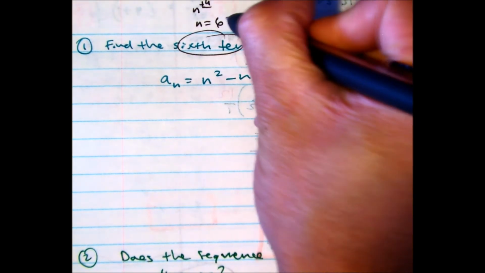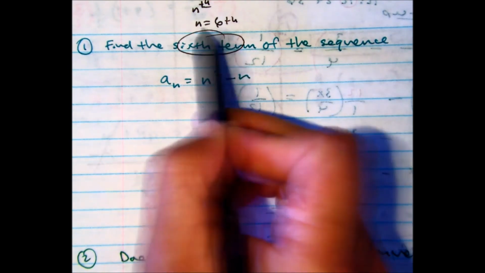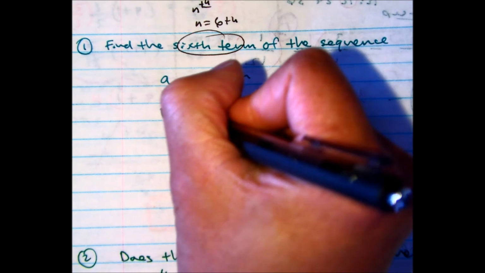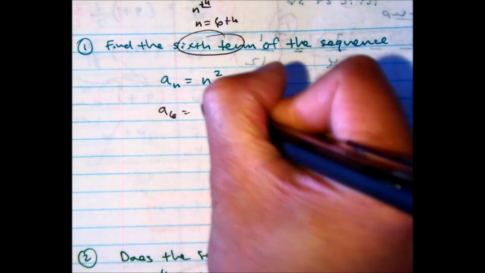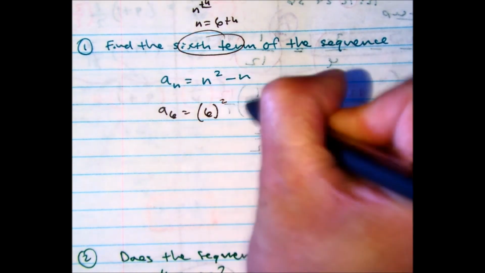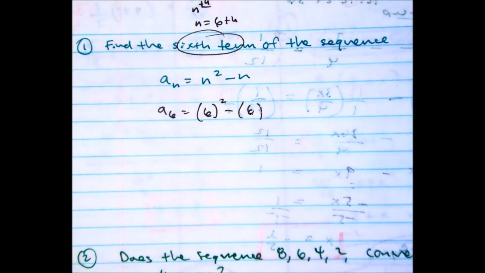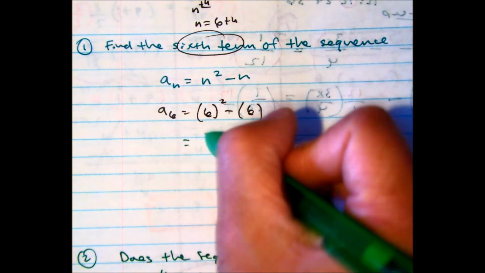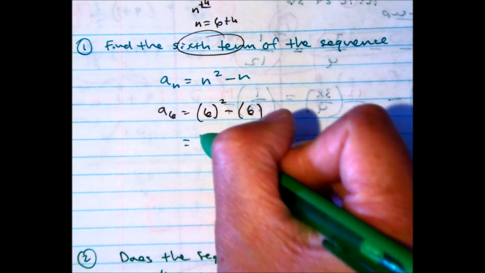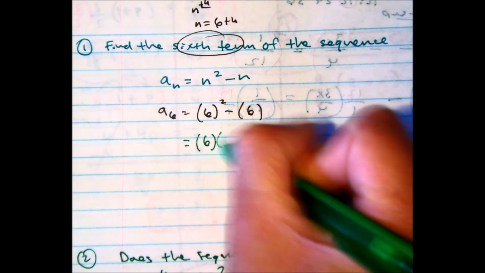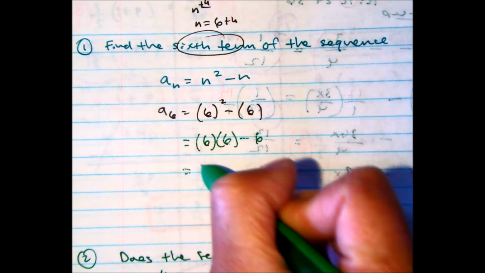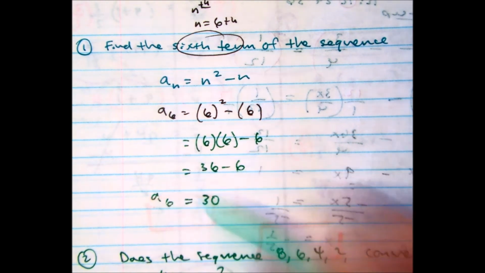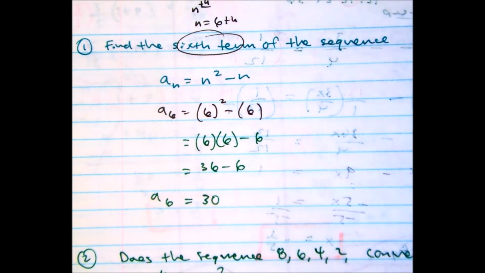We kind of say the nth term is the 6th term. That means n is equal to 6. So now I can just substitute it in. Every n value I'm putting in 6. And then I can just simplify. 6 squared is 6 times 6. Common mistake is 6 times 2. And that would be 36 minus 6, which is 30. Raise your hand if you got 30 for the first answer.